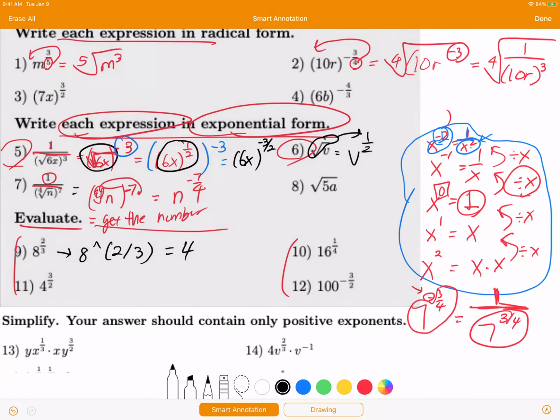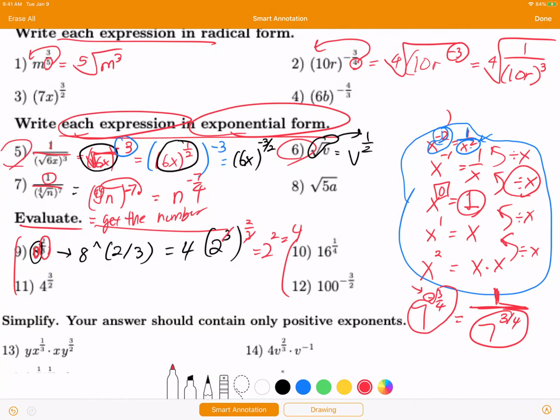Now, how do you get that? 8 is simply the same as 2 to the power of 3. So I'm replacing 8 with 2 to the power of 3, and you have to put 2/3 right next to it because that's the exponent next to it, and the 3's will cancel out, so you get 2 squared, which ends up being 4. And so the calculator should also give you a 4 after that.